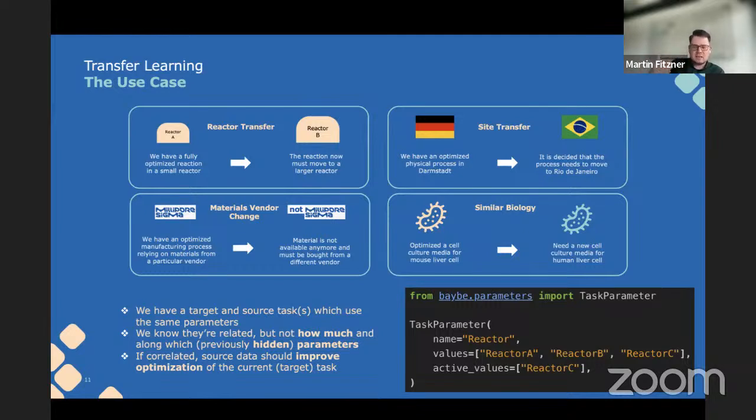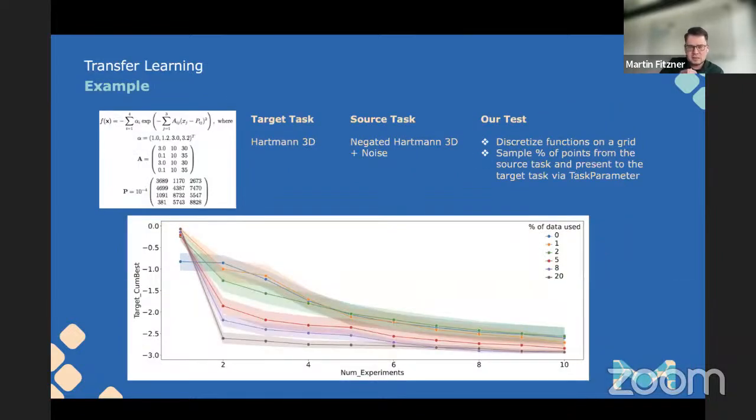That means you can add data from reactor A and B, but only optimize reactor C. And here, a little toy example where we show that this is effective. The target task we want to optimize is one of these analytical test functions called the Hartmann 3D function. We created some artificial source data that is now the related task. We don't know how related, but we want to create a related source task. For that, we negate the analytical function, add some noise, and sample some points from that.